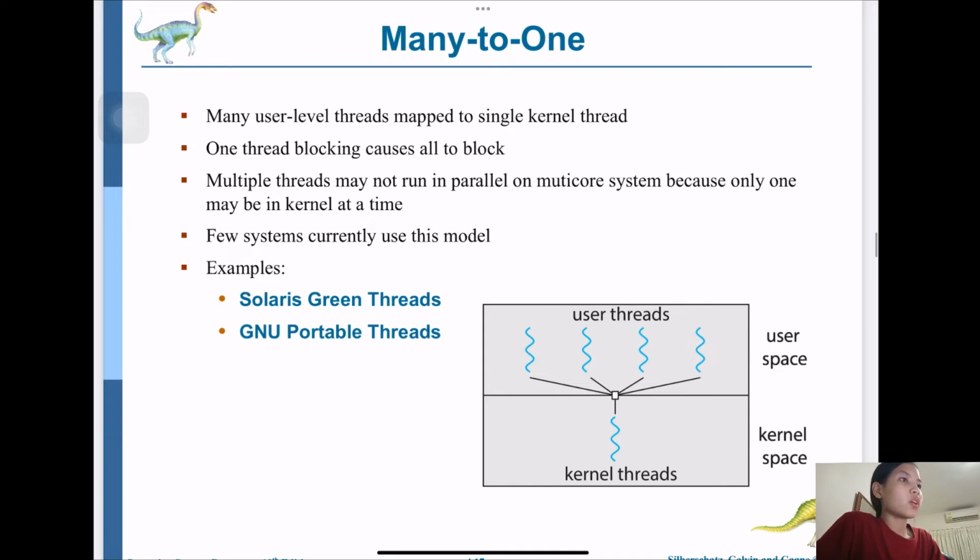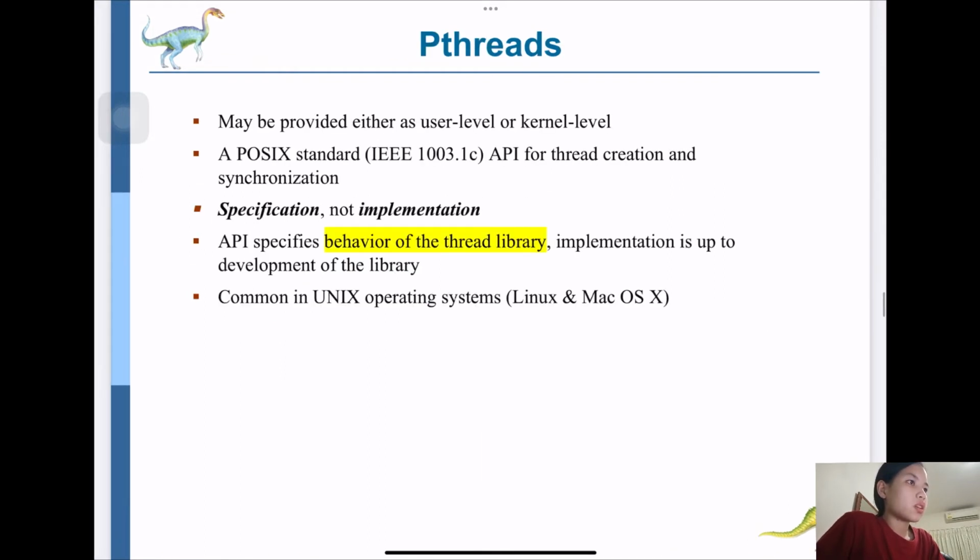Many-to-many model: allows many user-level threads to be mapped to many kernel threads. It allows the operating system to create a sufficient number of kernel threads. Windows has the ThreadFiber package. Otherwise not very common. The two-level model is similar to many-to-many, except that it allows a user thread to be bound to a kernel thread.